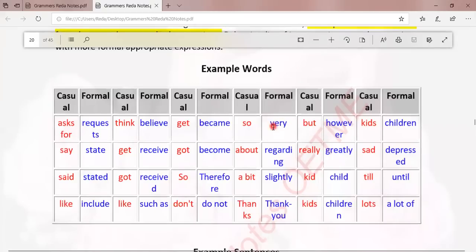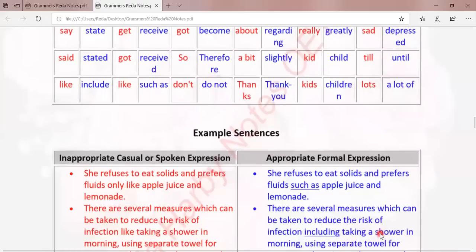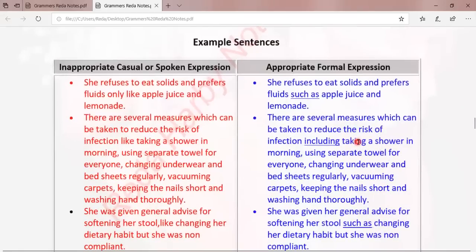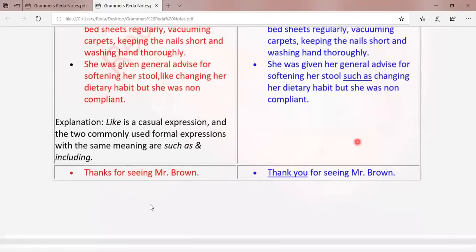Very, not so. Not so good, but very good. But it is better to say, don't say so, buts and ands. Say, however, and therefore. Okay, so this is formal and informal sentences, such as, not like apple juice, such as, including taking shower, including, very nice. Thank you for seeing, don't say thanks for seeing.